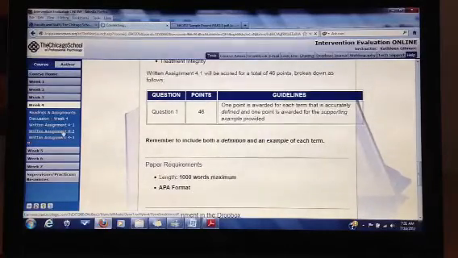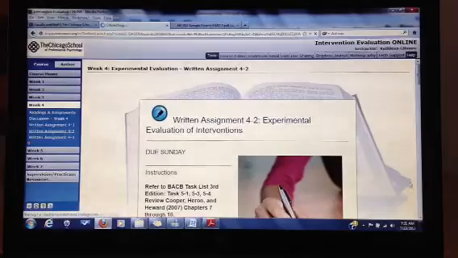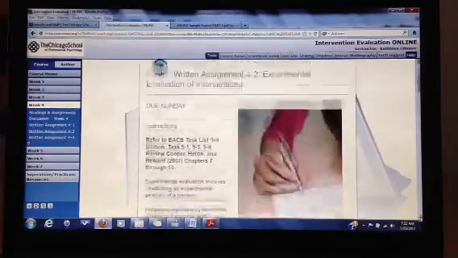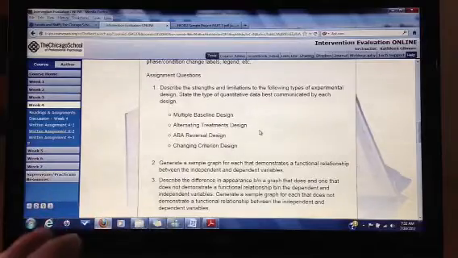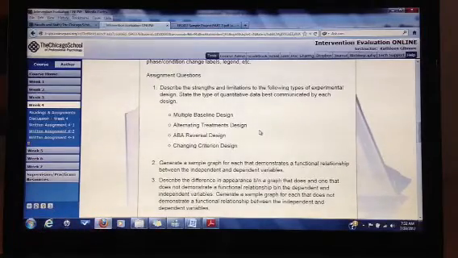Written assignment 4.2 is looking at different experimental designs, and you are asked to describe the strengths and limitations of 4 different designs: multiple baseline, alternating treatments, reversal, and changing criterion. You'll find these designs described in chapters 8 and 9, and the specific heading where the strengths and limitations are listed is under the heading where it says considering the appropriateness of the blank design.